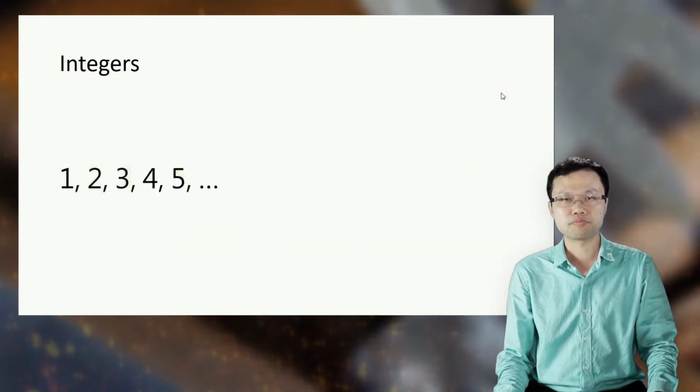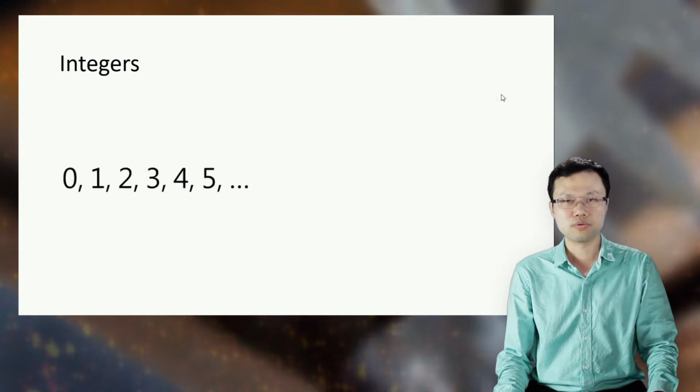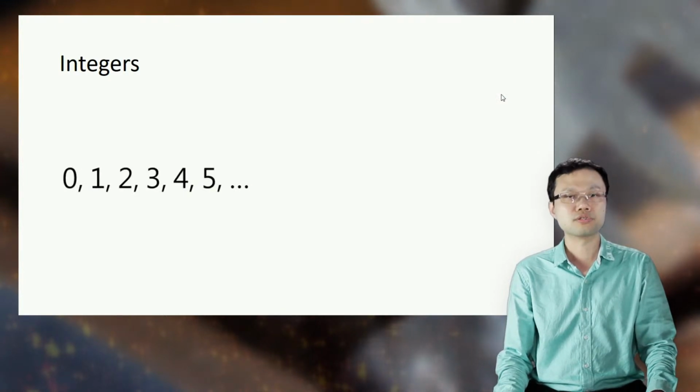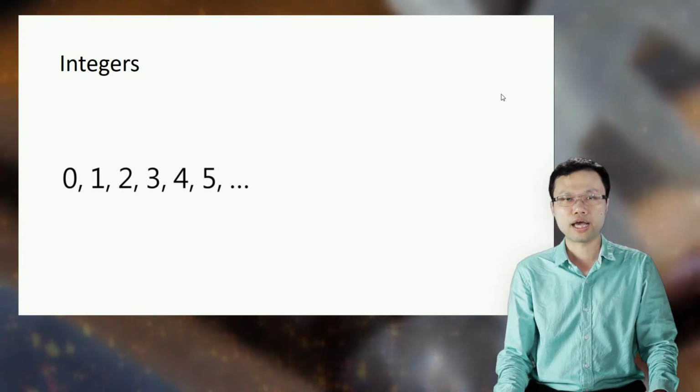But besides these positive numbers, there are other numbers less than 1. The first we come across is 0. It means no quantity or having nothing.